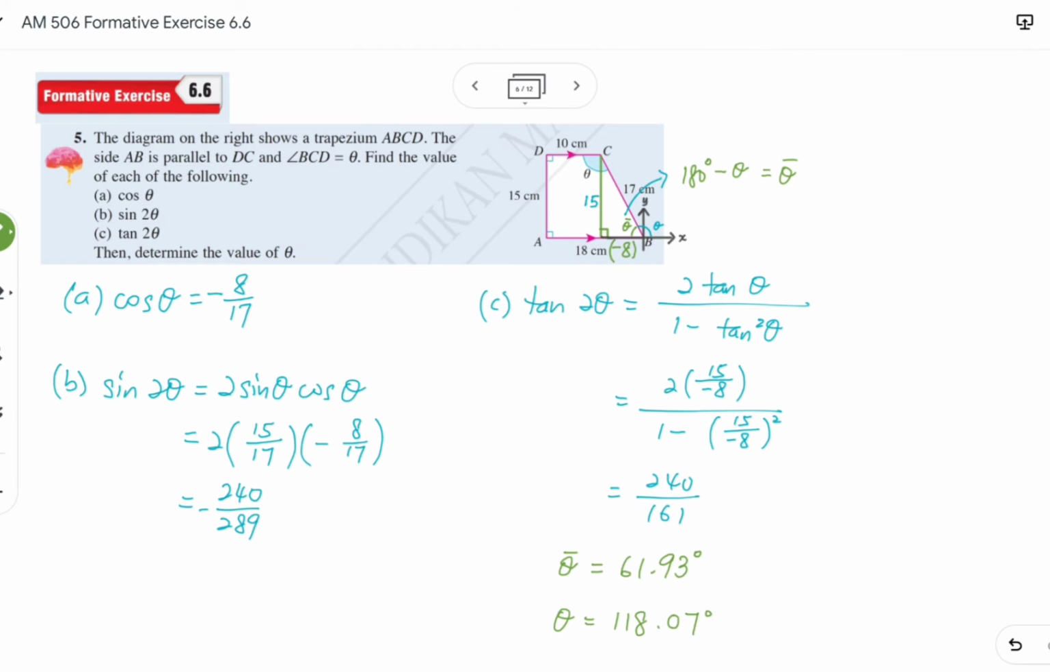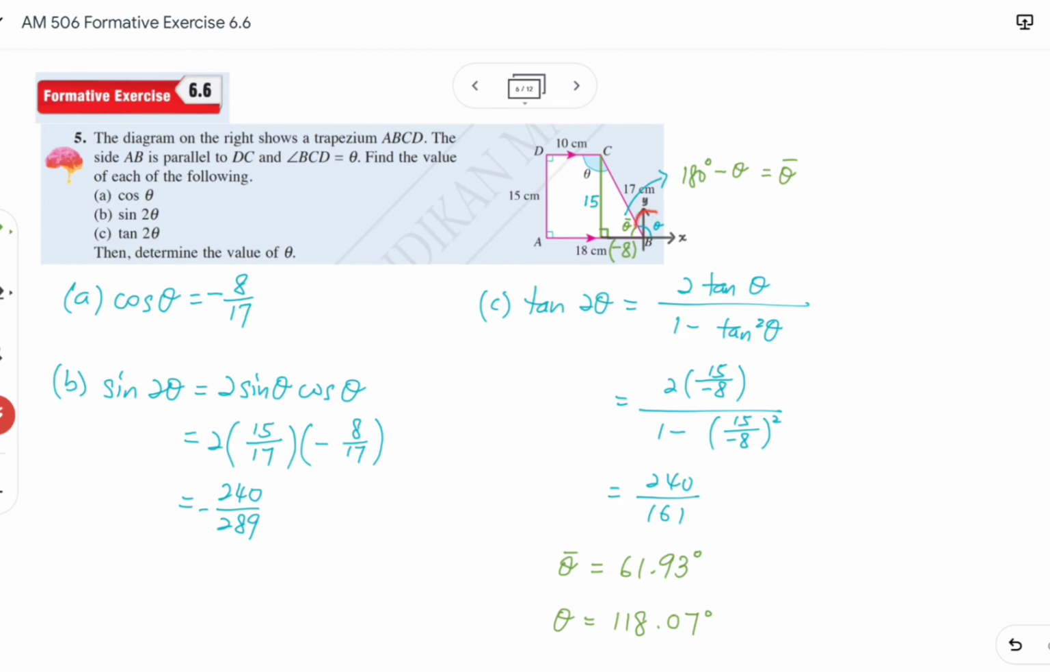A, cosine theta, right? So we try to build our right angle triangle here, and put in the x-axis and y-axis. So we will have hypotenuse of 17, and then opposite of 15, and this should be 18 minus 10, which is 8. Then the negative here because it is on the left of our Cartesian plane. So we have cosine theta is actually negative 8 over 17.